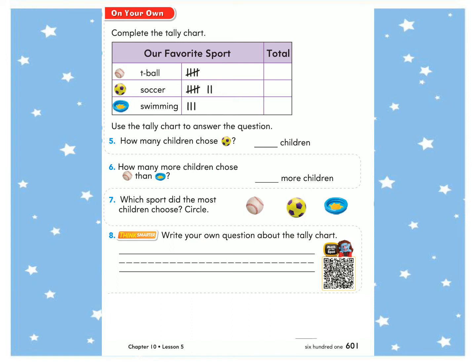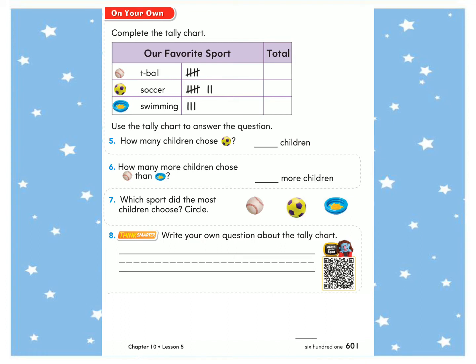Okay, now I will read the question and I'm going to explain to you how we can complete the tally chart to answer the questions down. First, in front of us, we can see a tally chart titled Our Favorite Sport, and we have the total part. We have 3 different kinds of sports. The first one is the T-ball, and the second one is the soccer. The third sport is the swimming.